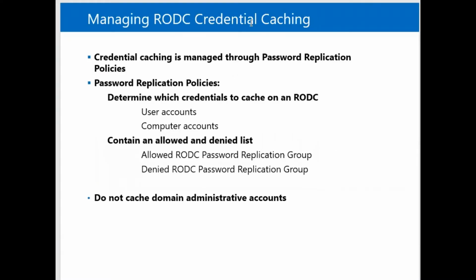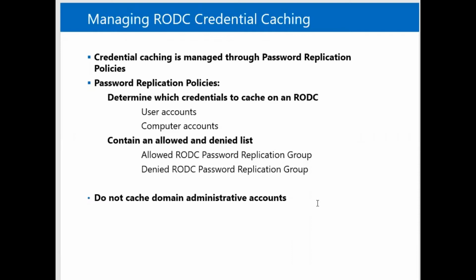So, managing RODC credential caching. Credential caching is managed through password replication policies. Password replication policies determine which credentials to cache on an RODC. User accounts and computer accounts contain an allowed and denied list: the Allowed RODC Password Replication Group, the Denied RODC Password Replication Group, and do not cache the domain administrative accounts.